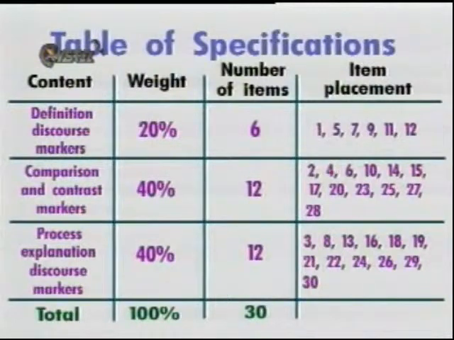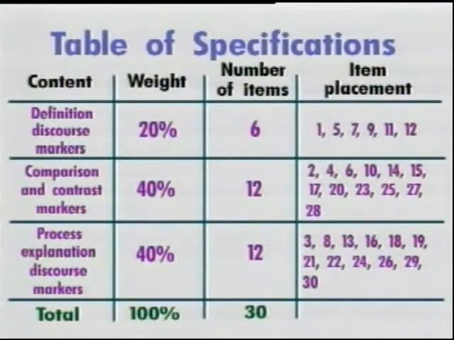What you see on the screen is what you call a table of specifications for a structural test. The first row indicates the test content, weight, number, and placement of items about each content to be covered in the test. The left-hand-most column, on the other hand, shows the content coverage of the test. The second column, weight, is expressed in percentage. It shows the degree of importance an item carries.